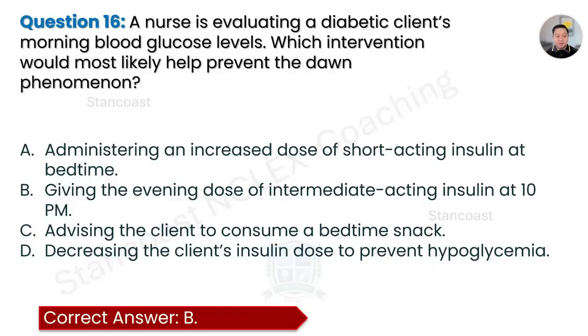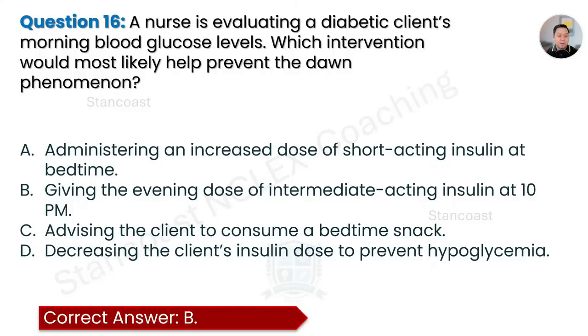Now, letter C is another incorrect option. A bedtime snack can help prevent the Somogyi effect, which is another phenomenon. And we know that the Somogyi effect is the rebound hyperglycemia after nocturnal hypoglycemia. And again, we are dealing with dawn phenomenon in this scenario.